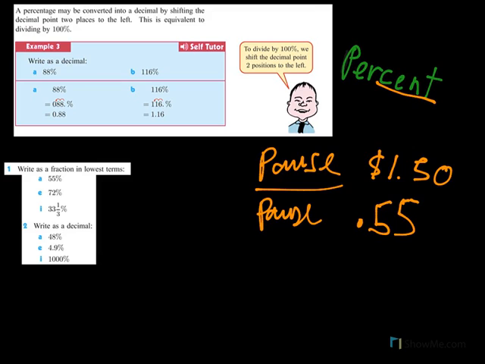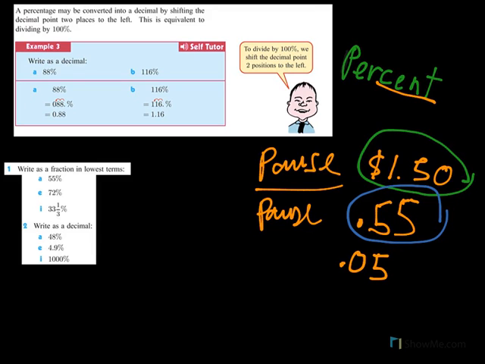It should have been 0.55, right? Now I want you to write 5 cents as a decimal. Go ahead and write 5 cents as a decimal. It should look like this. We have $1.50. Here we have 55 cents. Here we have 5 cents.